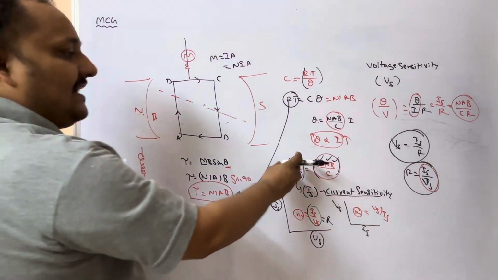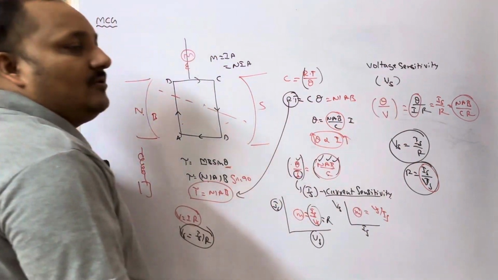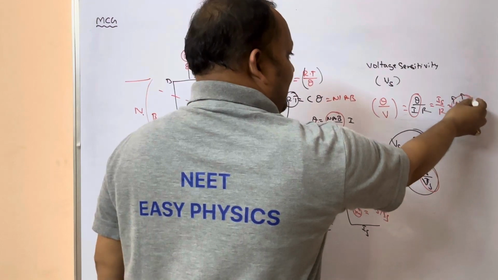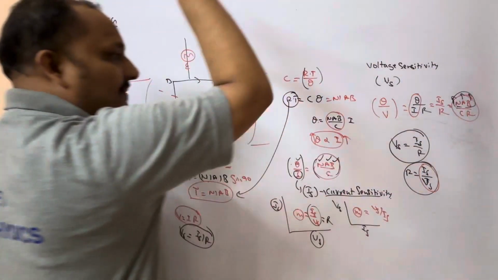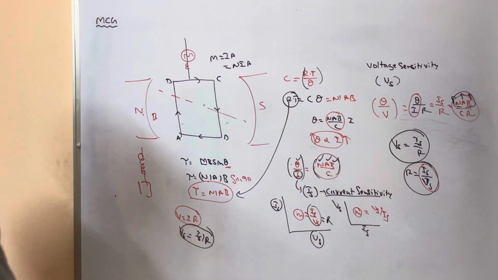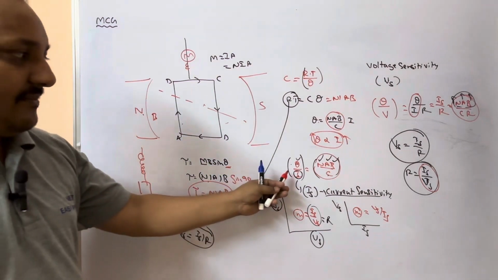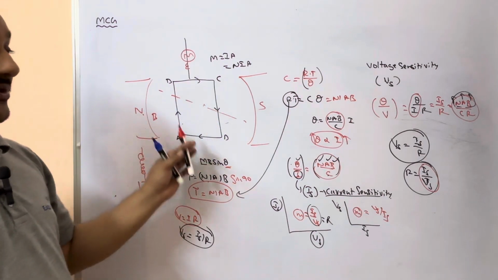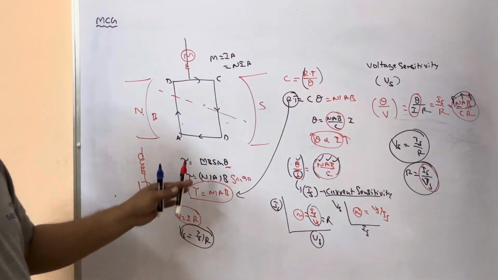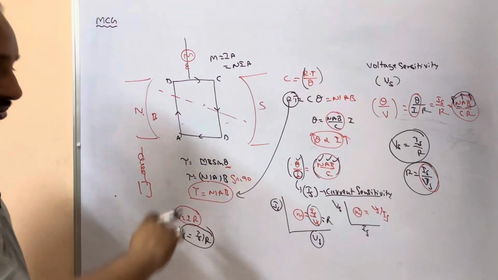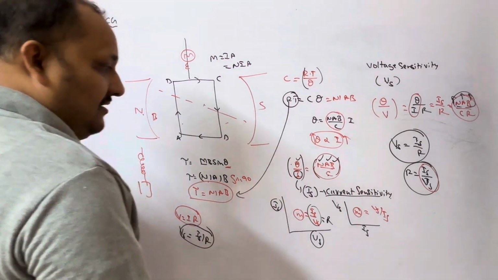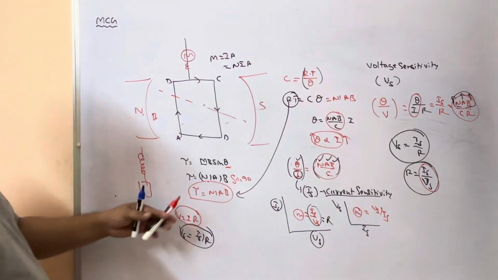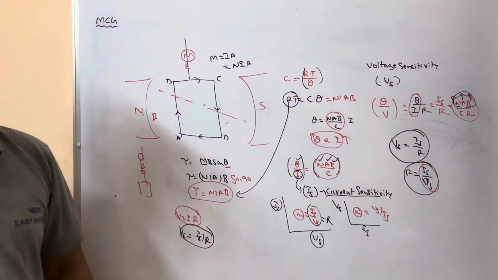So this is about current sensitivity, and this is about voltage sensitivity. To increase the voltage sensitivity, N should be increased, and area and magnetic field should be increased. C and R should be decreased. If you remember the formula, you are going to get all this. Now how will we convert this moving coil galvanometer into a voltmeter and ammeter? Why we have to convert, we will discuss in our next class. Now in this you should be thorough with the current sensitivity and voltage sensitivity relation and the torque acting on a current carrying loop in a magnetic field.